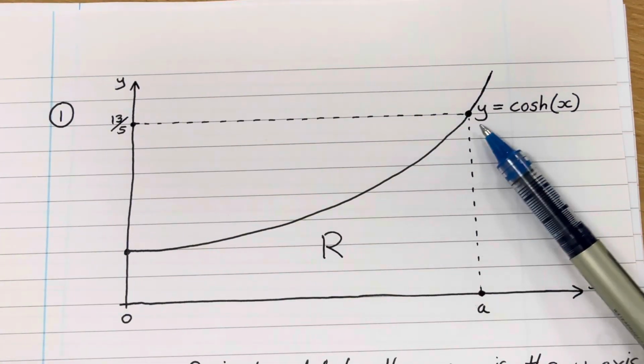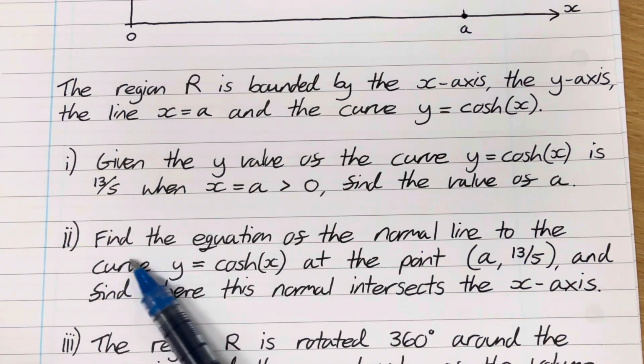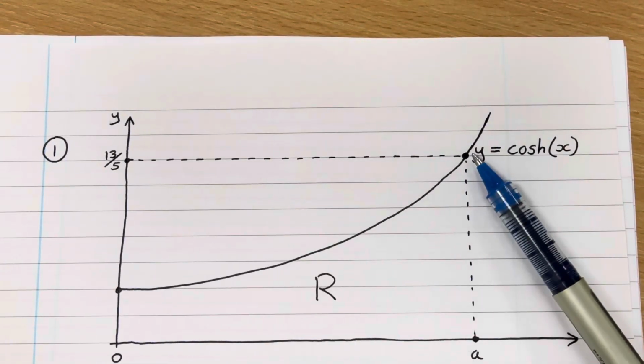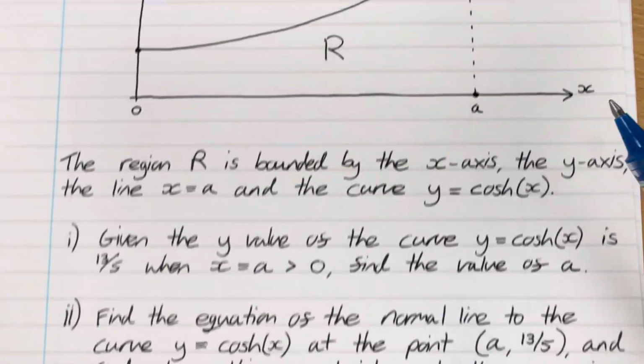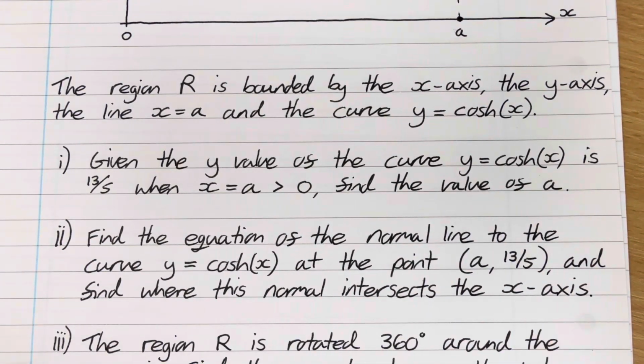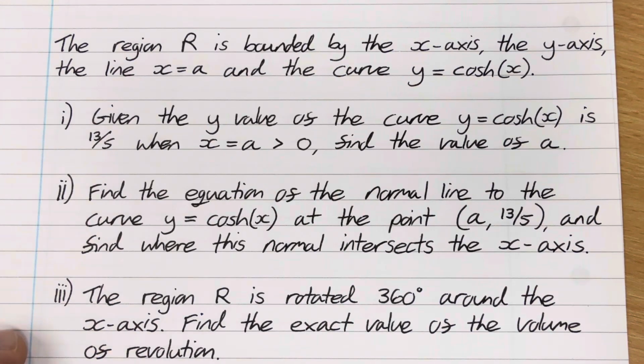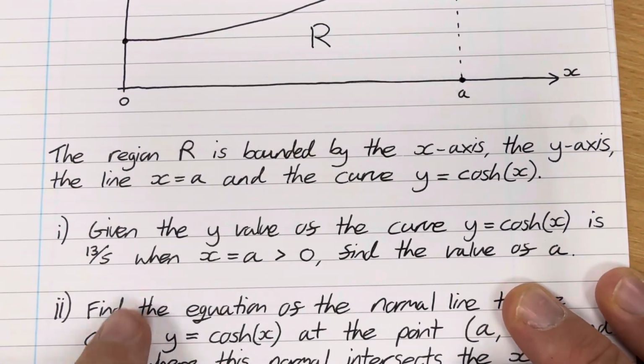Okay, that's the first part. Second part, find the equation of the normal line to the curve at the point a, 13/5. So we're going to find the equation of that normal line, and then we're going to find where that intersects the x-axis. And finally, we're going to rotate that region around the x-axis, and we're going to find the volume of revolution. Okay, so let's start at part I.